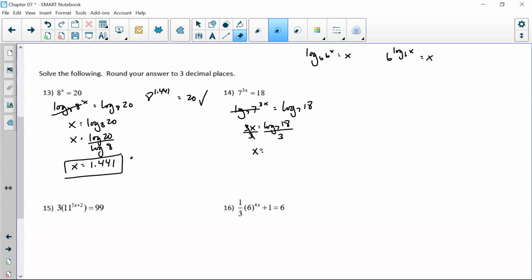Now to calculate this, a little bit trickier. The exact answer is the log base 7 of 18 over 3. That's the exact. Now to calculate that, you'd want to use your change of base. You would do log of 18 divided by the log of 7, hit enter, and then divide that whole thing by 3. And you're going to get a value of x is about 0.495. And you can always check by doing 7 raised to the 3 times 0.495, and you're going to get an answer very close to 18.